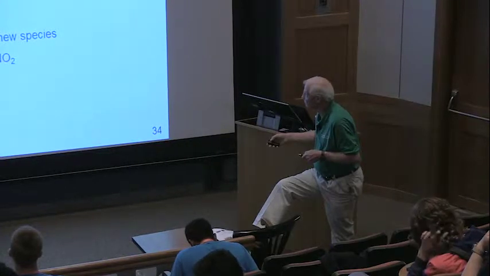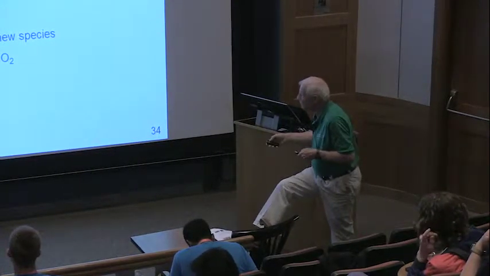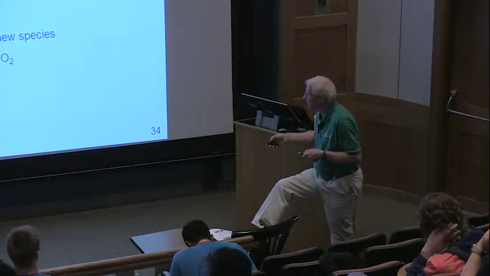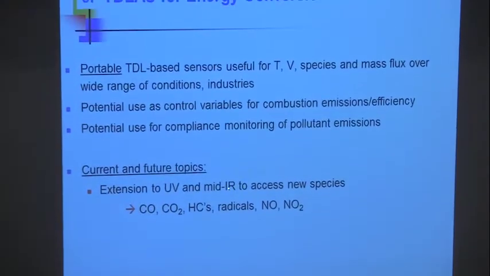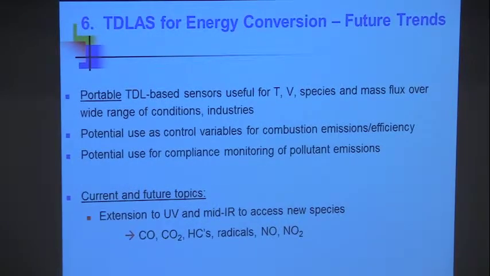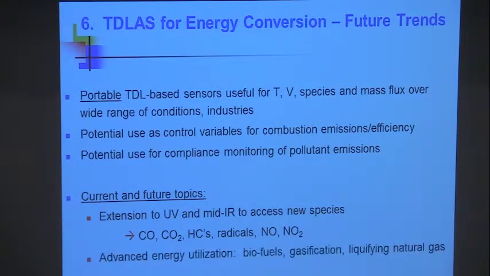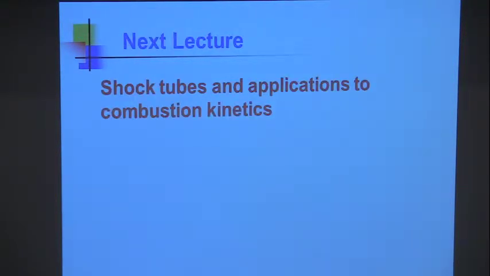Now looking ahead, what else could we do? There's always a way to do it better, but what else could we do? Well, we could move into the ultraviolet, and we could move to longer wavelengths, the mid-infrared. So we've been working here 2 to 5 microns. You go further into the infrared, you have some benefits for getting hydrocarbons. If you move into the UV, you can measure radicals and maybe even do a better job of NO. So we're always trying to look for a better way to do this. Of course, as new fuels come along, gasification, there's other applications. Okay, so that's where we are.